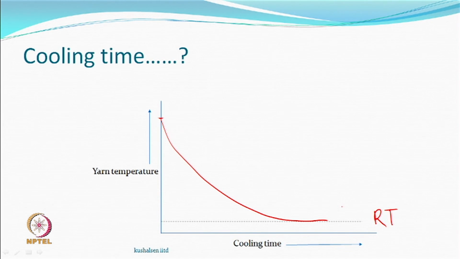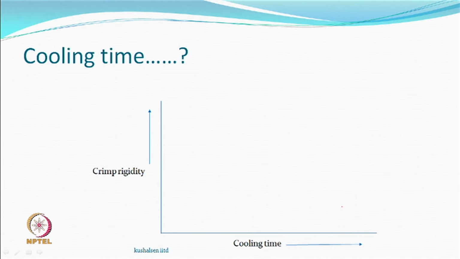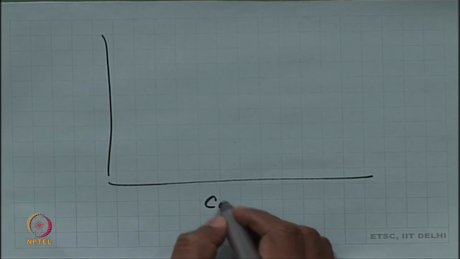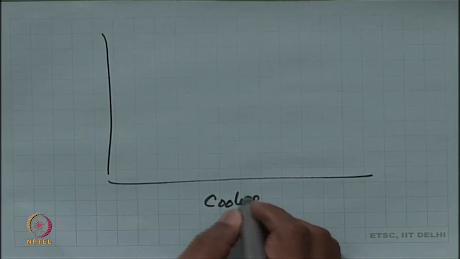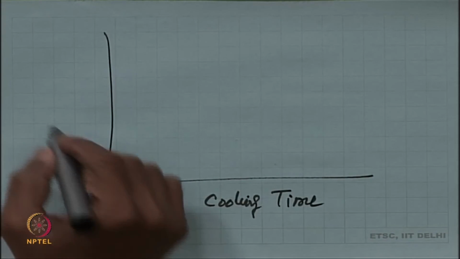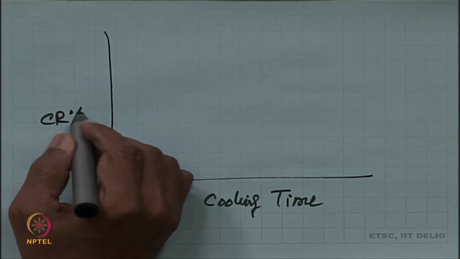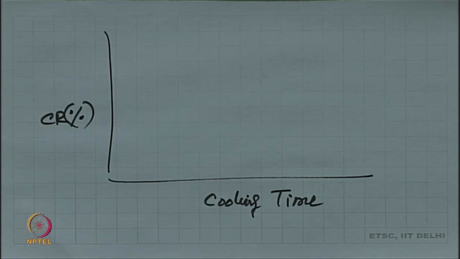Now, both these times can also be important, because they should have a role to play in determining what kind of a final property you are getting, particularly in texturing also. Let us say we want to look at the crimp rigidity in the cooling time. What kind of a curve are we expecting in the cooling time? Let us say we are still interested in crimp rigidity. What do we expect? Starting with no cooling time, 0 cooling time, and we increase the cooling time. Difficult question. Any guess?